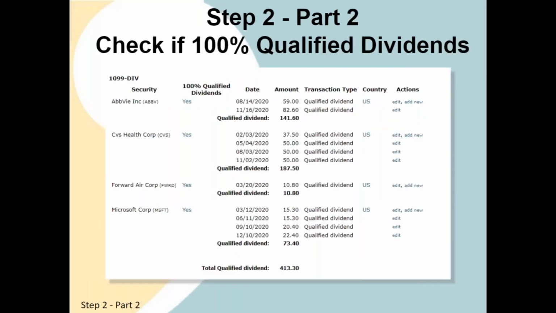At the bottom of the page, you'll see a list of all the dividends you've entered in bivio. First, make sure that in the column labeled 100% qualified dividends, you see a yes for all stocks that pay 100% qualified dividends, or a no for those that do not. There should be a no for investments like REITs, ETFs, and many mutual funds. If any of the dividends on your 1099s have been reclassified into different distribution types, you should see a no in this column.